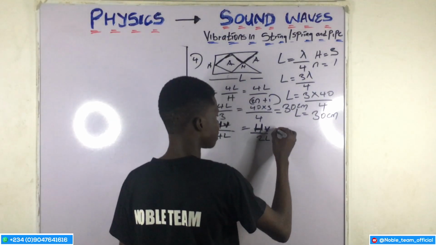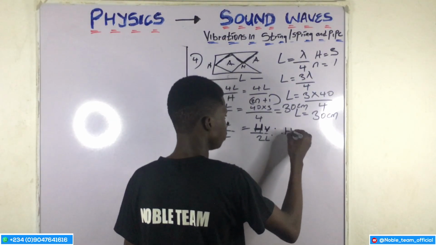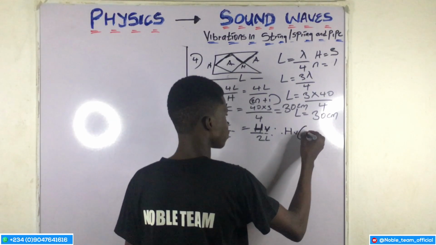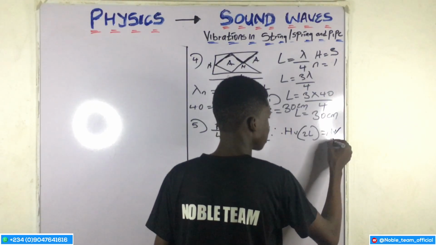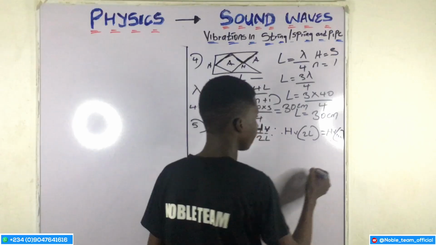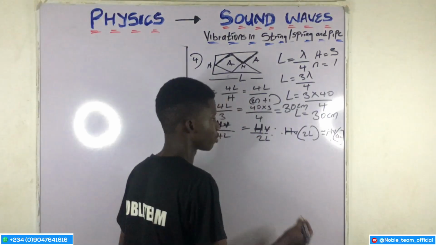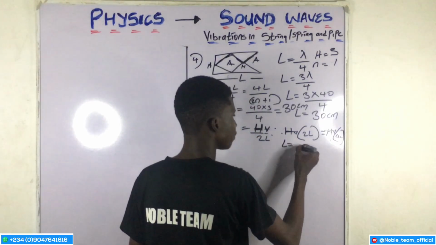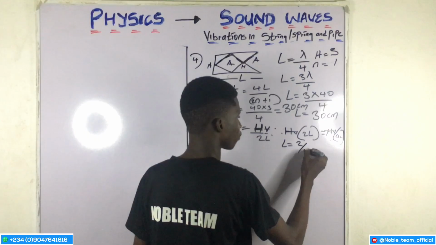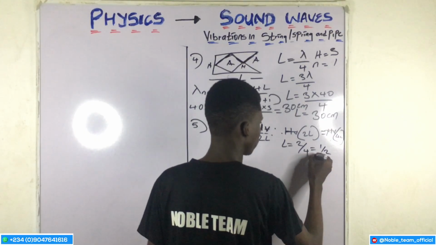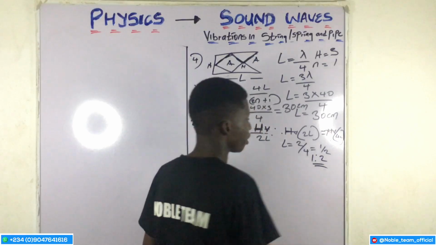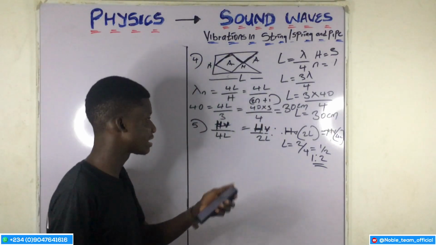It's like saying that therefore Hv into brackets 2L is equal to Hv into brackets 4L. So this will now cancel out. So it's now like saying that L is equal to 2 over what? 4, which is equal to 1 over 2, that is 1:2. And this is your final answer, and option C is correct.